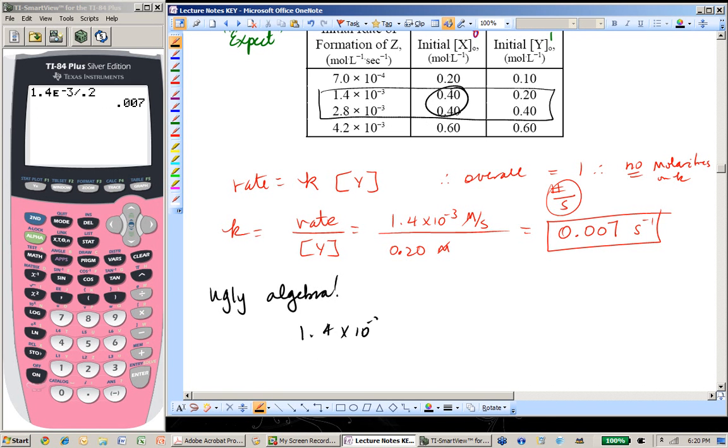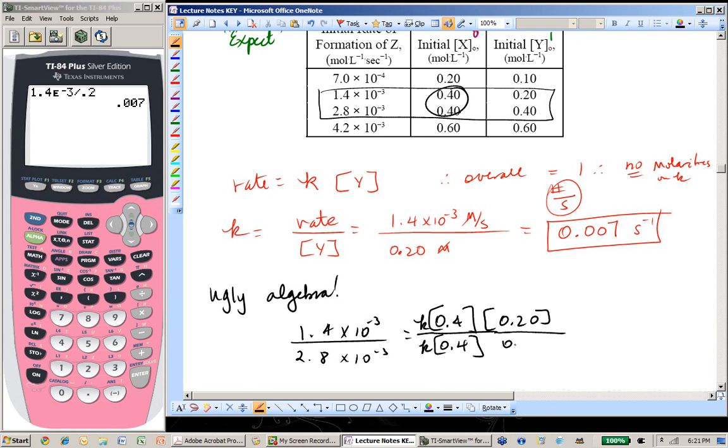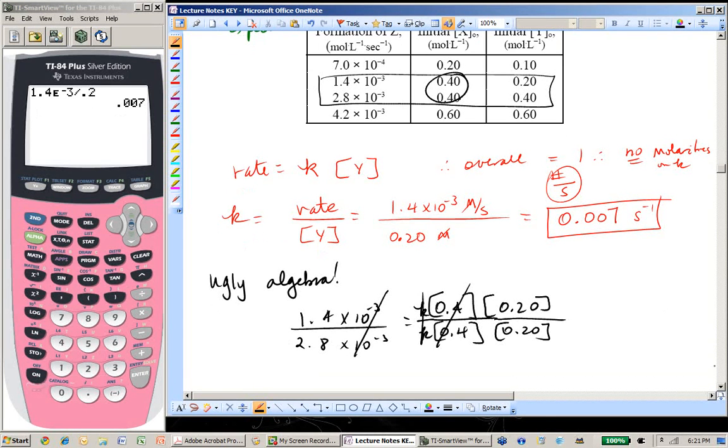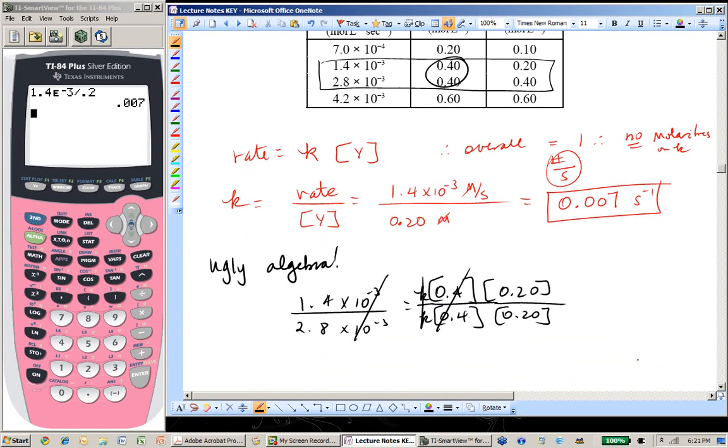1.4 times 10 to the minus 3 over 2.8 times 10 to the minus 3 equals 0.4 over 0.4, okay, and k. The k's will cancel because constant's constant. And 0.2 and 0.2. Cancel, cancel, cancel. Oh, this feels so good. All right, so summarizing, what's that going to be? 1.4 divided by 2.8 is 1/2. Agreed? You might want to write it as 0.5. It's up to you. 0.2 over 0.2 is 1.